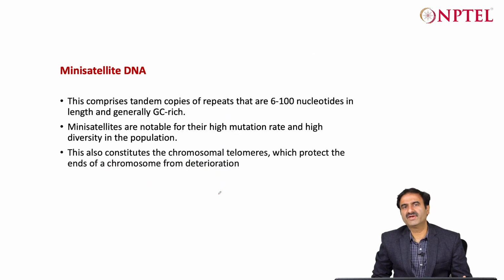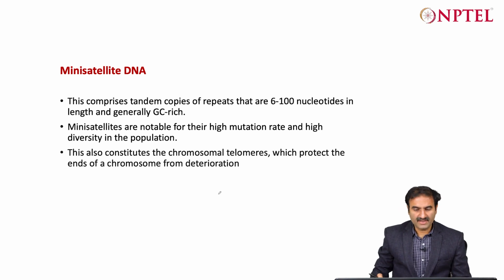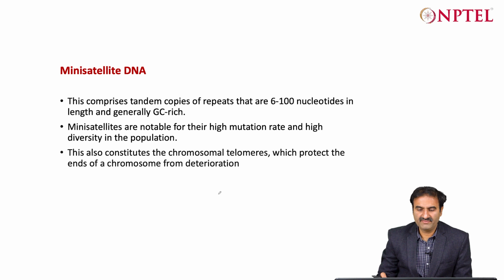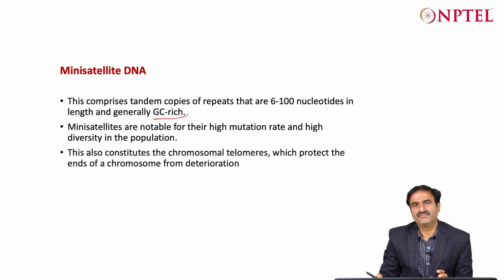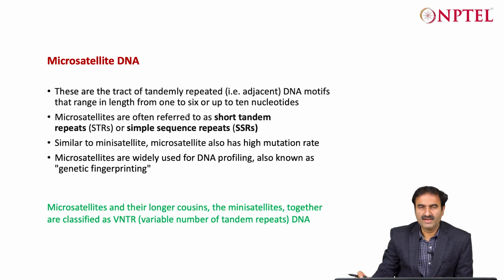The telomeric repeats have an important role in keeping the structure of the chromosome intact, and they also play an important role in aging. Then there are minisatellite DNA, which have 6 to 100 nucleotide repeating units. They have a high mutation rate, and also show a lot of diversity in populations, in terms of their location as well as repeating units.